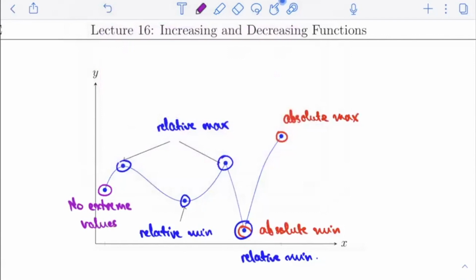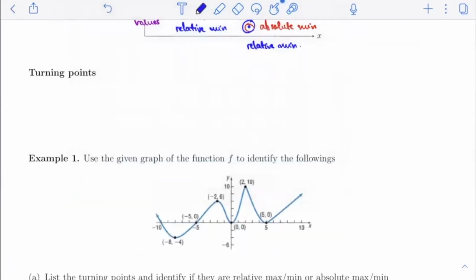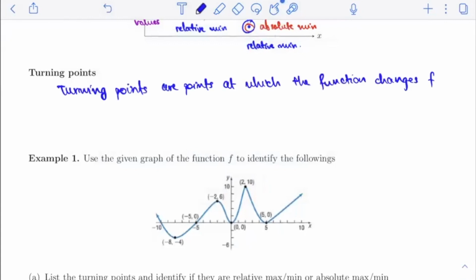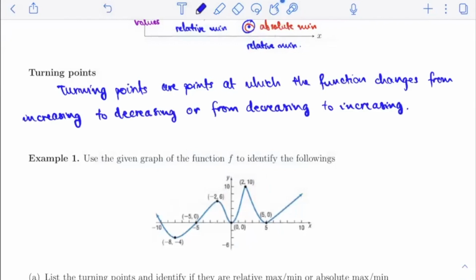So one more definition and we move on to some more examples. So turning point, it's just the general term to say that you have a maximum or minimum, right? So turning points are points at which the curve changes from increasing to decreasing or from decreasing to increasing, so that you have either a maximum or minimum.